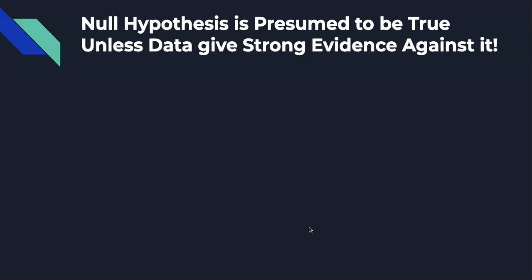The null hypothesis is presumed to be true unless the data give strong evidence against it. So what we are doing in hypothesis testing, or a significance test, which I'll just call a test from now on, is trying to get strong evidence to reject the null. We want strong evidence to prove that the null hypothesis must be false. And if the null is false, then I must have a good reason to believe the alternative, right? So we want to use the data to give strong evidence against the null hypothesis.